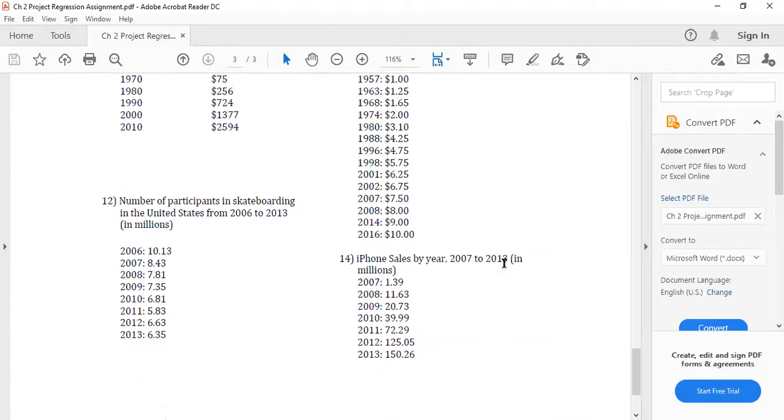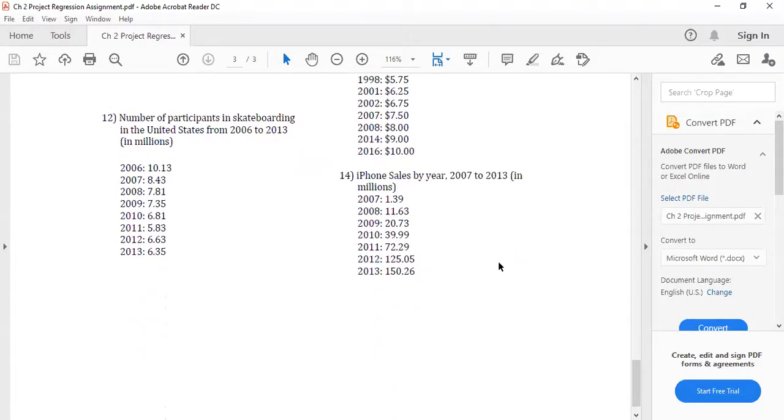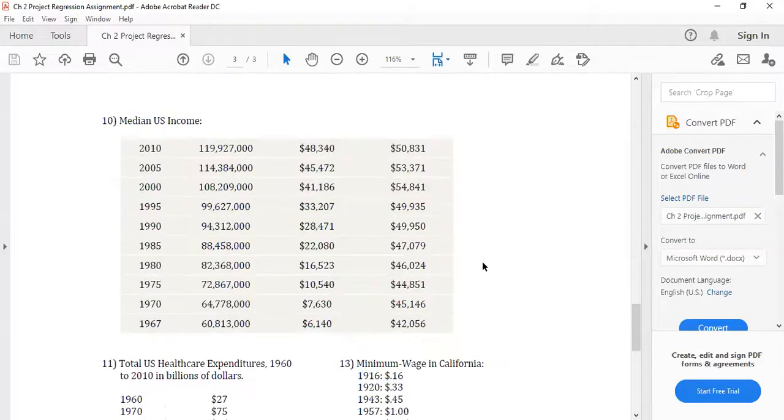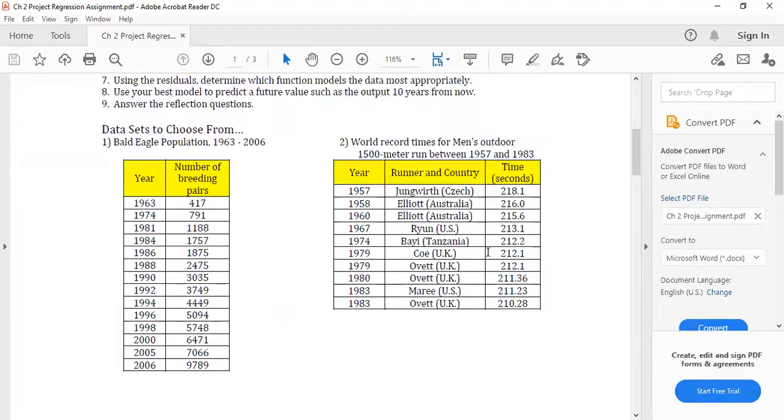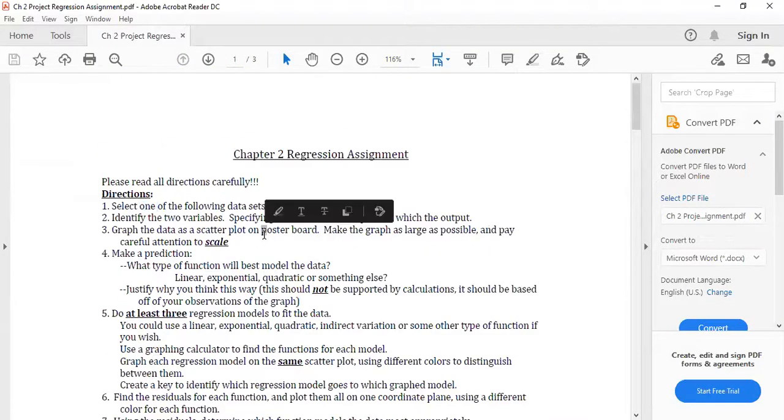That's actually pretty cool. And then 14, iPhone sales by year, 2007 to 2013 in millions. And we could probably add more data to that too. But you can see you have a variety of data to choose from here, and you're just going to choose one set of data.